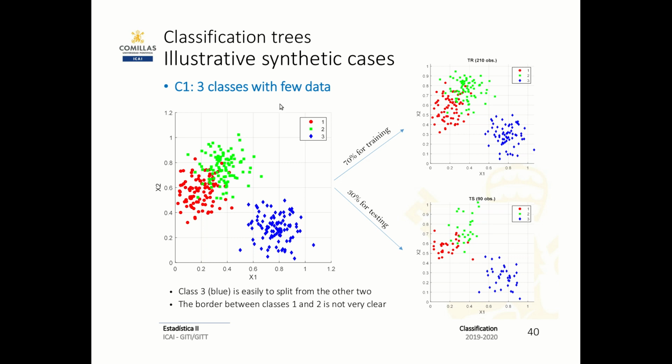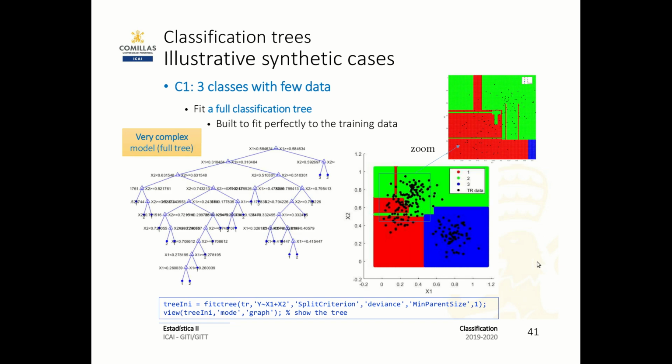Okay, so let's make an example. Let's say that we have three classes like the ones represented here. We have relatively few data, and the first step we will do is to separate this data into 70% for training, 30% for testing, and then in this 70-30% subdivision we see that we keep more or less the same structure of data, so this is very important. And then we construct a full classification tree.